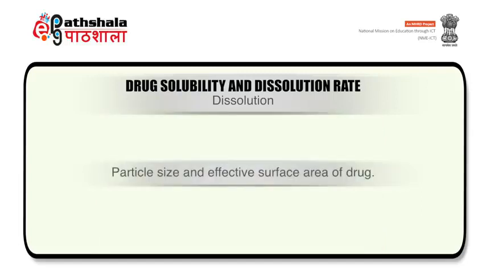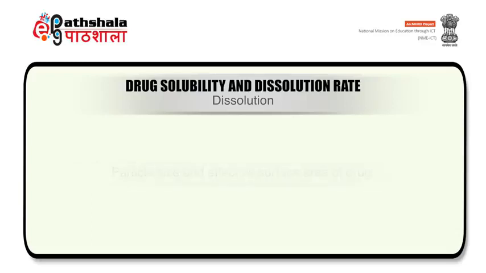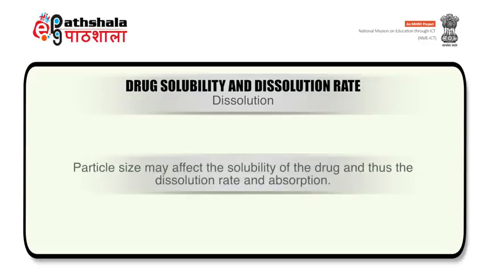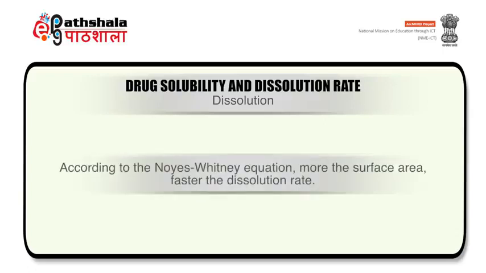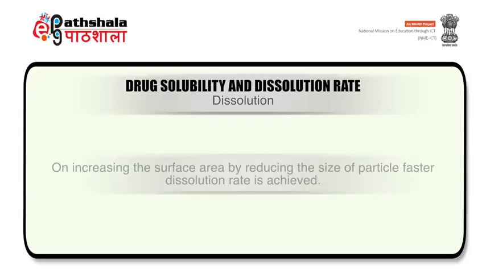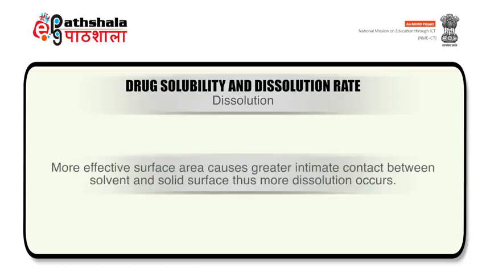The various factors which affect the dissolution of a drug are the particle size and the effective surface area of the drug. Particle size may affect the solubility of the drug and thus the dissolution rate and absorption. According to the Noyes-Whitney equation, the more the surface area, the faster the dissolution rate. As the surface area increases by reducing the size of the particle, a faster dissolution rate is achieved. More effective surface area causes greater intimate contact between the solvent and the solid surface, thus more dissolution occurs.